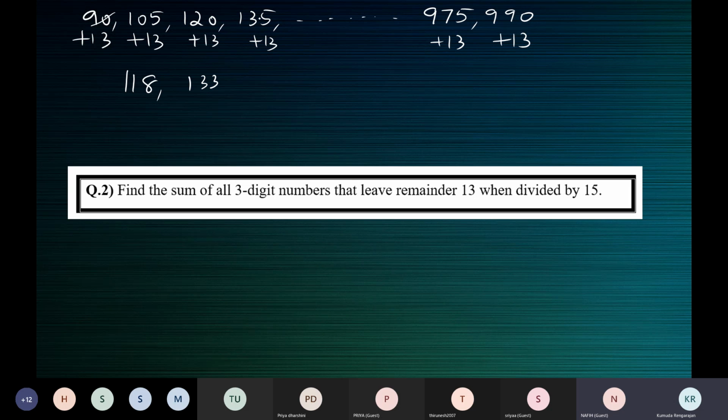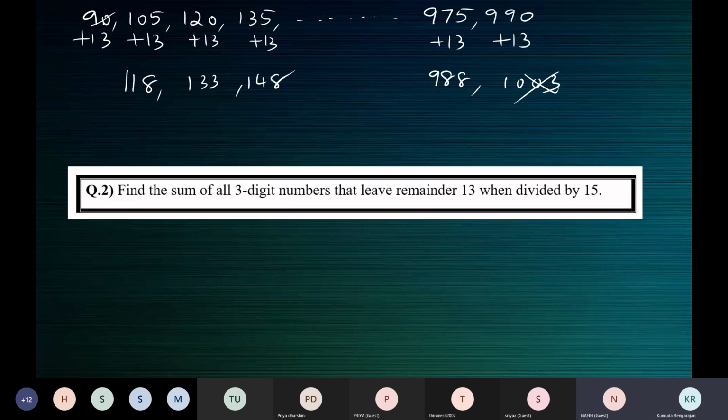135 is exactly divisible by 15. But 135 plus 13, 148 is not exactly divisible by 15. It will leave remainder 13 when divided by 15. 988, and 1003. 1003 is a 4-digit number. Leave that. And here we are not sure if this is the first 3-digit number.